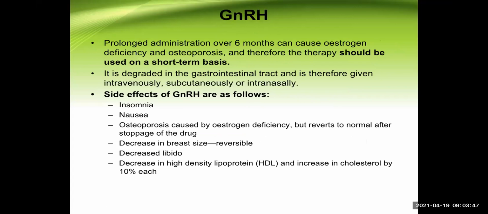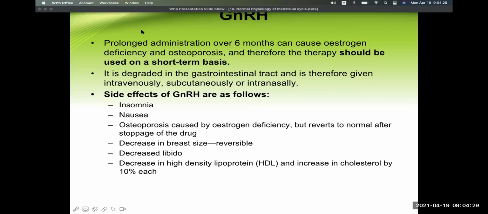Now, prolonged administration over 6 months can cause estrogen deficiency and osteoporosis. So they should not be used on a long-term basis. They should be used on a short-term basis only. But the important point here is that after we stop using them, the osteoporosis will return to normal, especially if the lady is maintaining other things. GnRH is degraded in the GI tract, so it should be given only through the parenteral route, like intravenously, subcutaneously, or even intranasally. These types of preparations are also available.